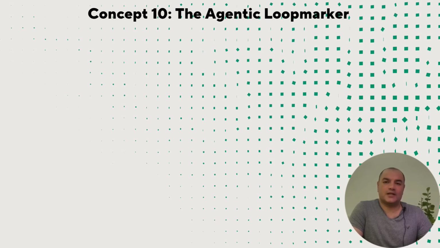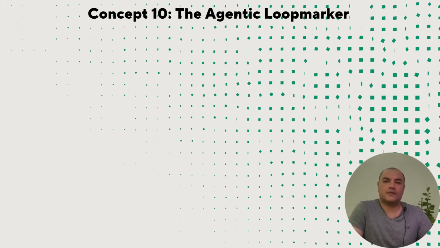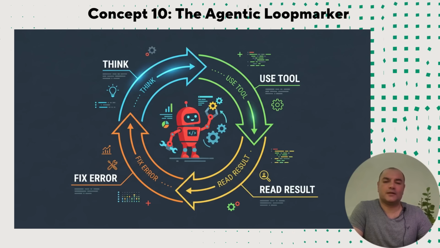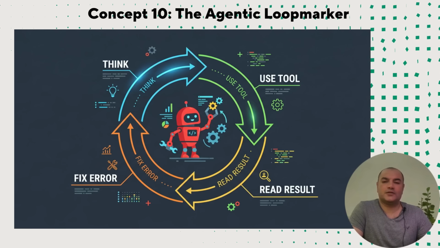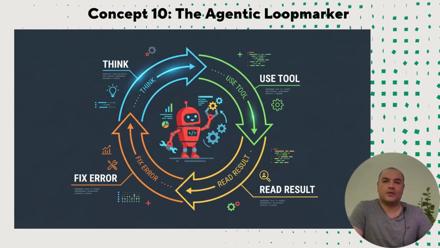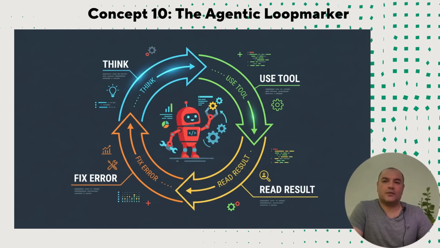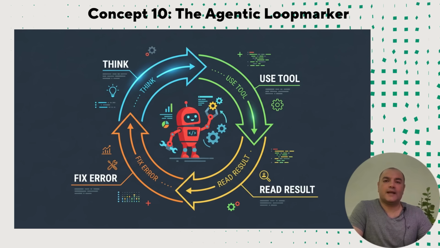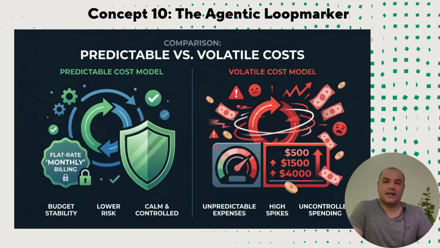Concept 10 is the actual secret sauce of automation. The Agentic loop. When you give the agent a prompt, it doesn't just reply blindly. Your OpenClaw bot enters a loop. It thinks, uses a tool, reads the result, realizes it made an error, fixes the error, and repeats this cycle completely invisibly until the task is actually finished. This can be both a feature and a bug.